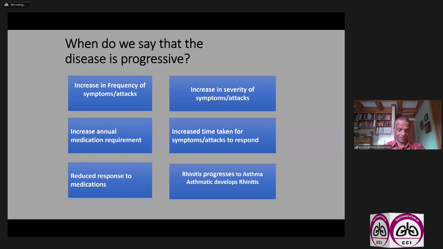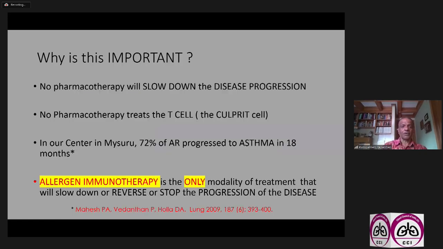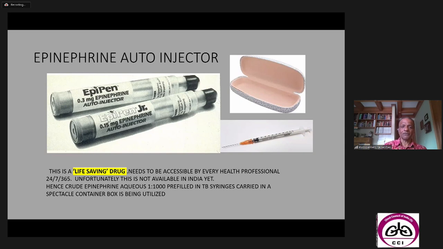So all these subtle points, reduced response to medications, increased need for medications, increased time taken for the symptoms to respond, or patients having lower airway symptoms like coughing at night or with physical activity, are all signs of progression of allergic rhinitis, which is a very progressive disease. None of the pharmacotherapeutic agents will stop the progression. In our center in Mysore, a tertiary center, we followed about 1,200 patients, and 72% progressed from allergic rhinitis to asthma symptoms in 18 months. So it is a very fast progressive disease. The only thing that can slow down or stop the progression, occasionally reverse it, is allergen immunotherapy. And you need to always have in your office, if you don't have the auto injector, at least the crude one, a pre-filled syringe with epinephrine for emergencies.